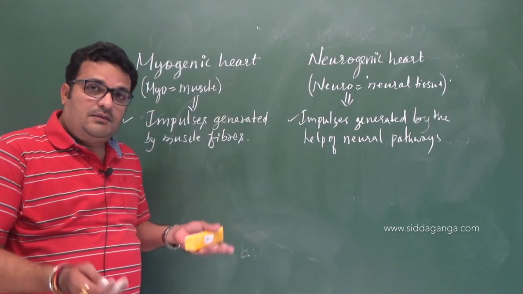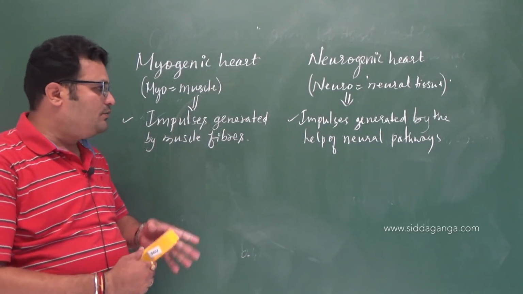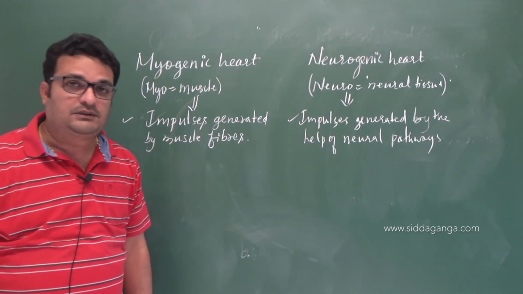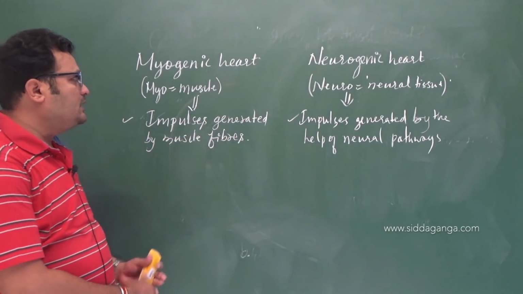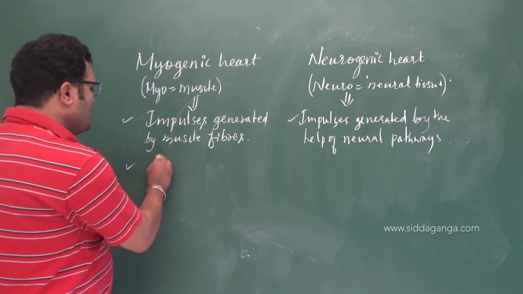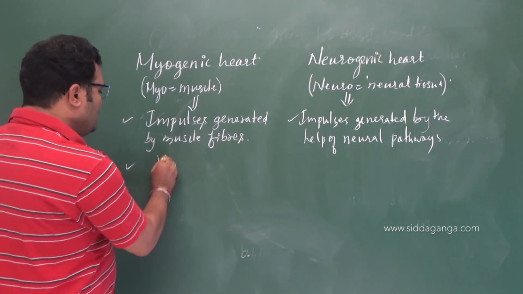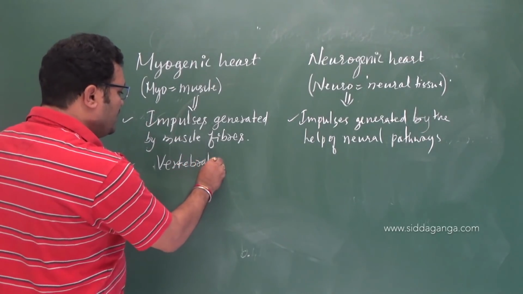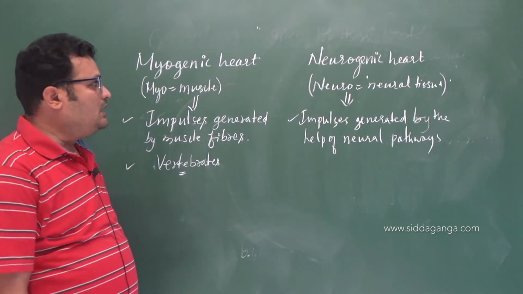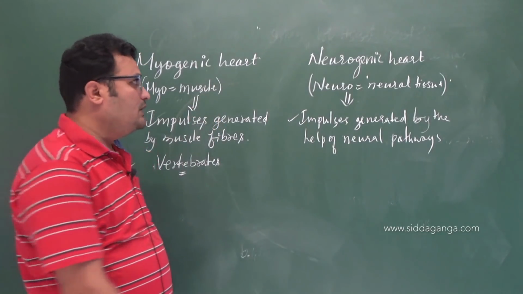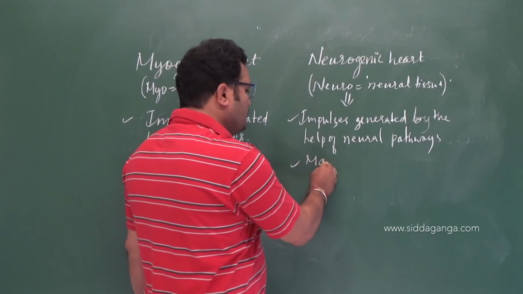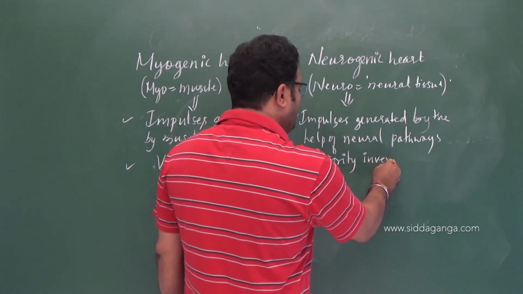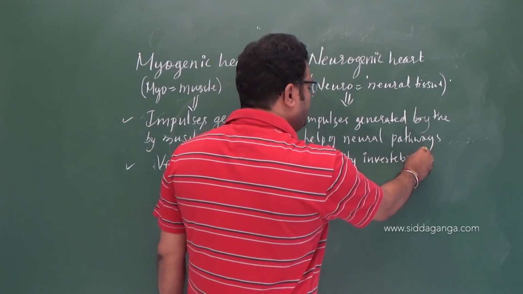See, why the impulses are needed is understood, and we have also learned what is contraction and what is relaxation of the heart chambers. So there are two categories, and myogenic heart is seen in case of vertebrates, right? Vertebrates, including human beings, we are having myogenic heart. So in case of neurogenic, please note down, the majority of invertebrates.